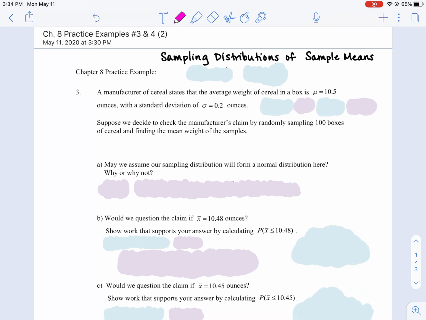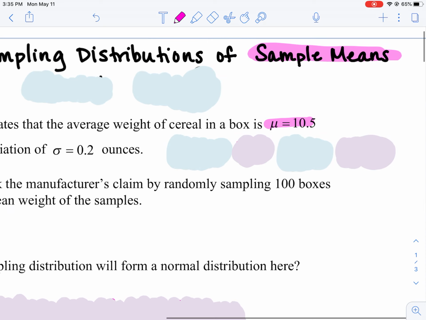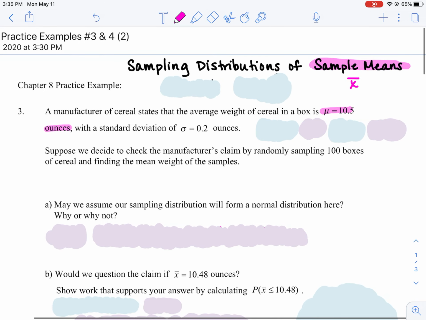So starting off with number 3, let's take a look at what we have going on. A manufacturer of cereal states that the average weight of cereal in a box is 10.5 ounces, and there's that mu symbol. So that's what leads me to know that we're talking about sample means here. And when we're talking about sample means, our symbol is X bar. That's the mean of the sample. And the standard deviation is 0.2 ounces. Okay, so this manufacturer claims that the average weight is 10.5 ounces with the standard deviation of 0.2 ounces.